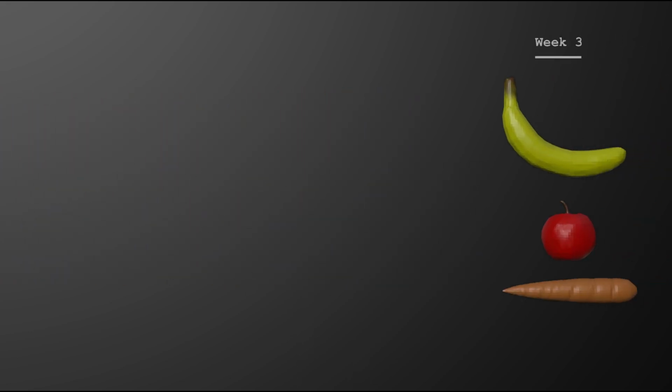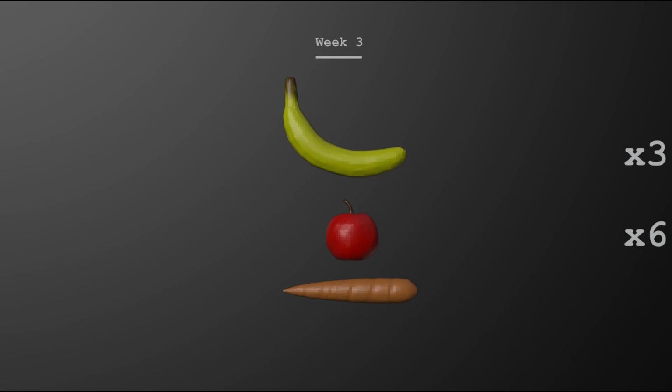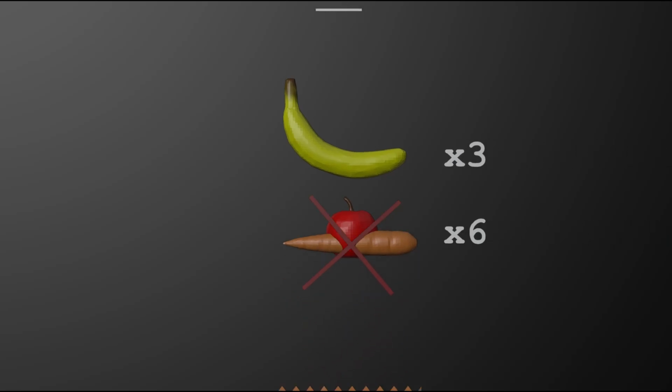For week 3, we decide we need 6 apples, 3 bananas, and no carrots. The total comes out to be $4.14.